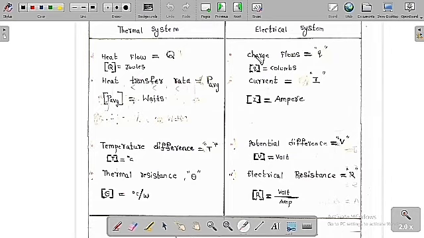Here heat flows, here charge flows. Here power flows, here current flows. Here temperature difference, here voltage difference. Here thermal resistance, here electrical resistance.